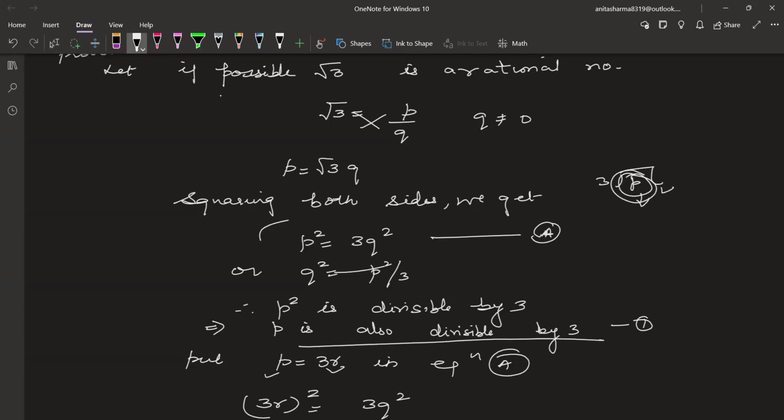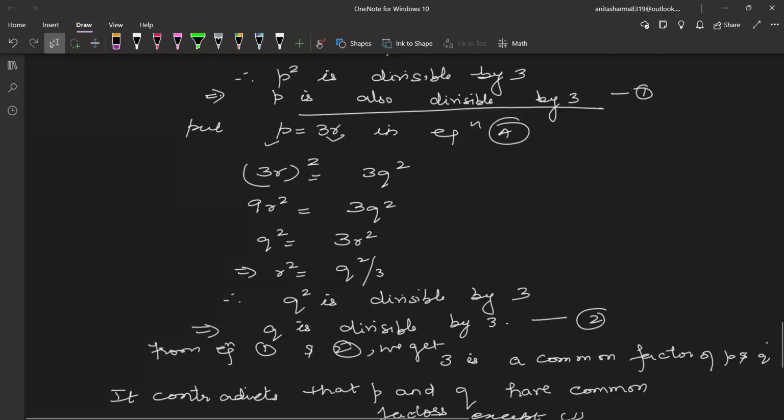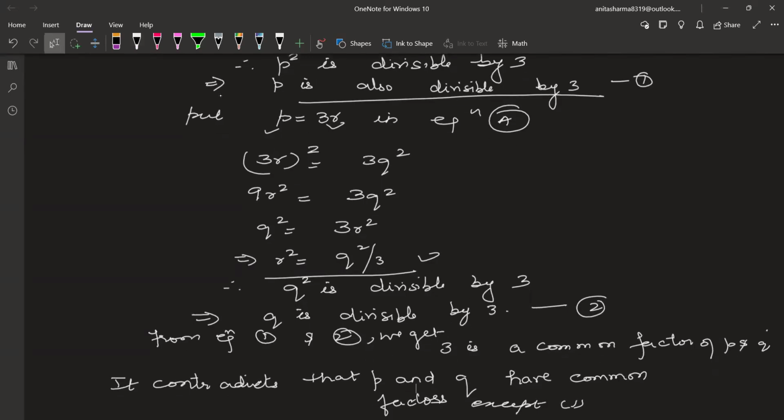This is your equation 1. Then again you will get, after solving it, that R square is equal to Q square by 3. So again 3 divides Q square, right? So it means that Q is also divisible by 3. So by these two equations, we have that 3 is a common factor of P and Q. But it can't be, because root 3 is an irrational number. So their common factor should be equal to 1. Right, beta? So it contradicts. So therefore, root 3 is an irrational number.